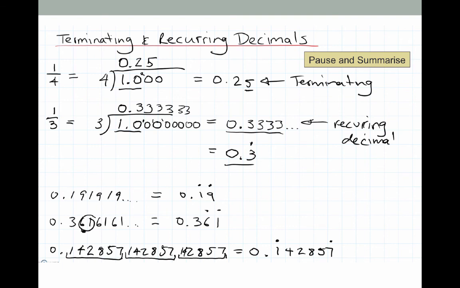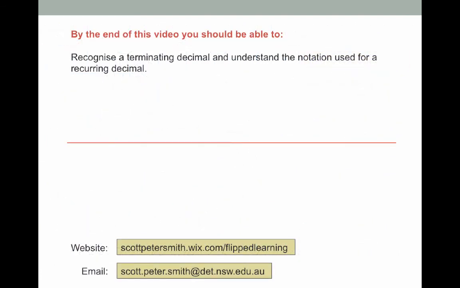Okay, now you need to pause and summarize about terminating and recurring decimals, and you'll be done. Hopefully now you understand what a terminating decimal is and the notation for what a recurring decimal is. Good luck.